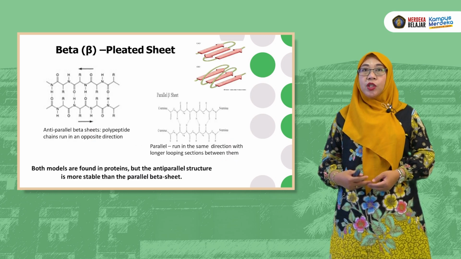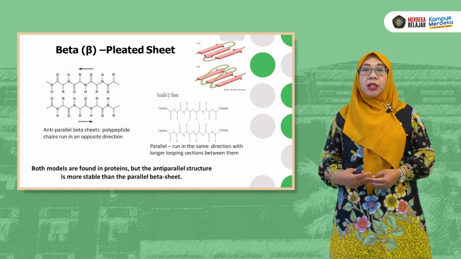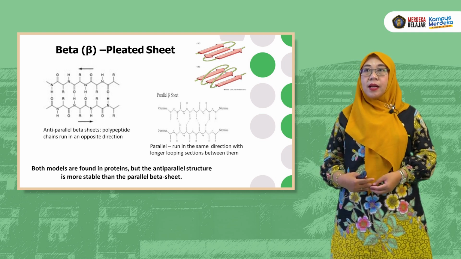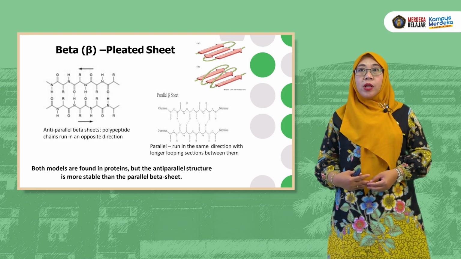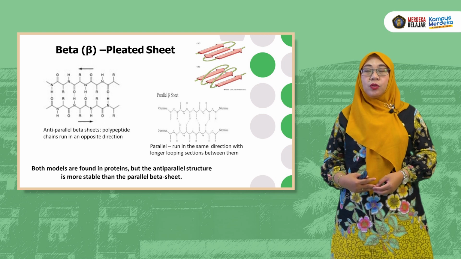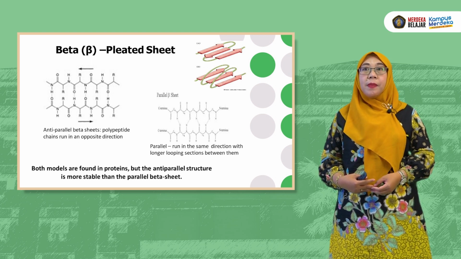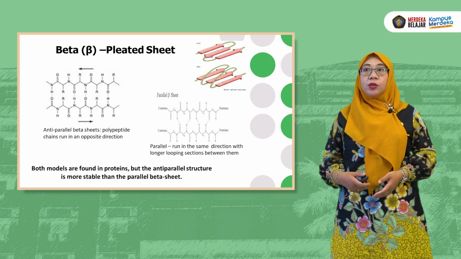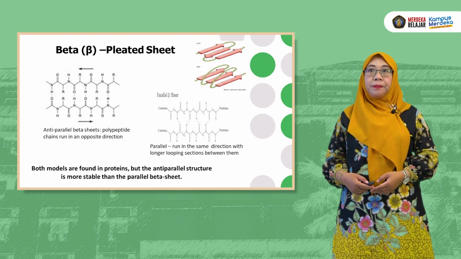The next secondary structure is the beta sheet. Beta sheets can run in 2 directions, anti-parallel and parallel beta sheets. Both models are found in proteins, but the anti-parallel structure is more stable than the parallel beta sheet. The beta sheet shape is analogous to a sheet of paper.